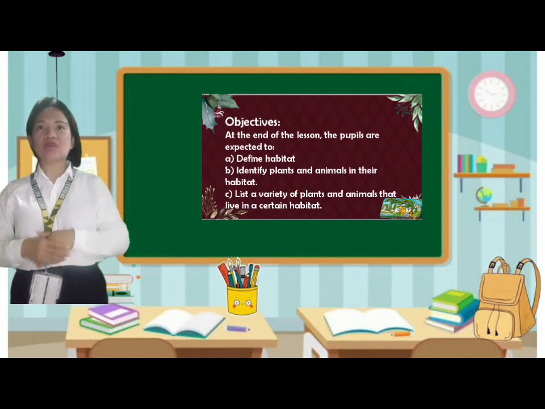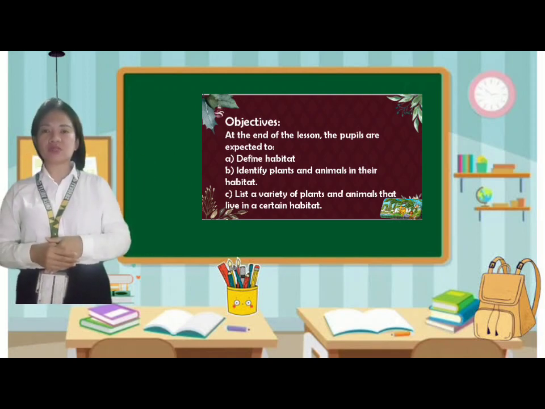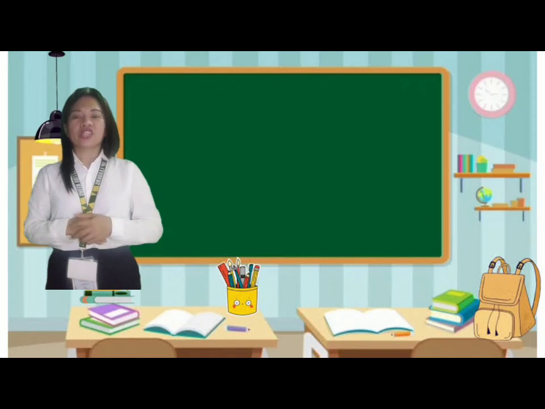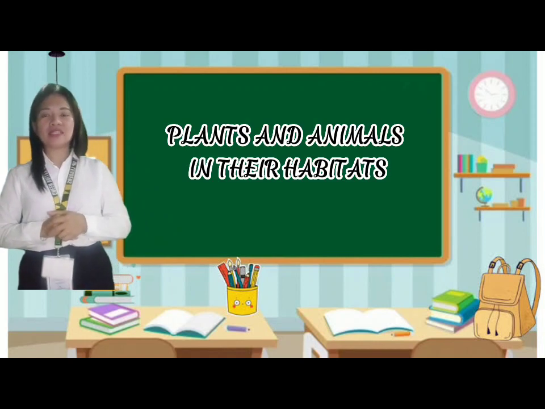And now, let's proceed to our objectives. At the end of the lesson, the pupils are expected to: A. Define habitat. B. Identify plants and animals in their habitat. C. List a variety of plants and animals that live in a certain habitat. Our topic for today is plants and animals in their habitat.